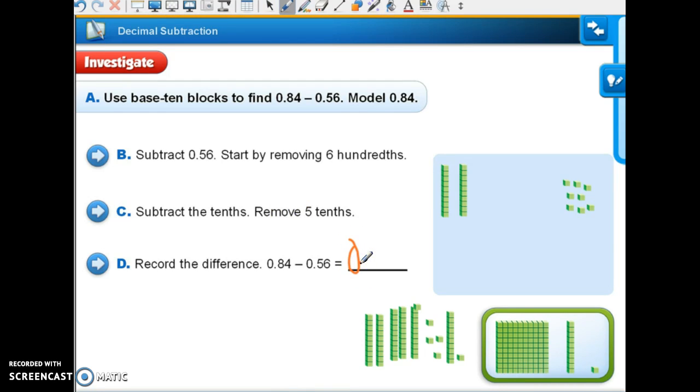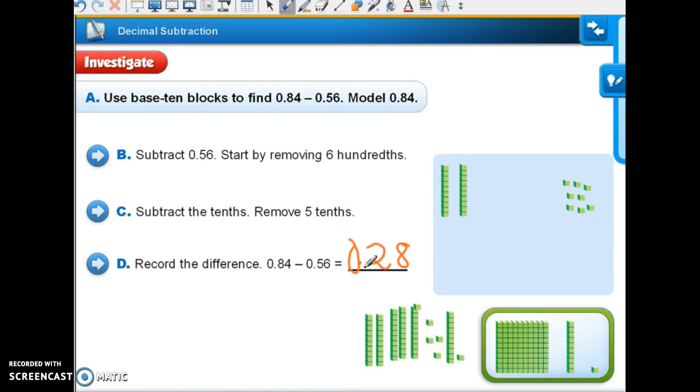Right? How many tenths do I have? 2. And how many hundredths? 8. 3, 4, 5, and 3 more is 8. So I have 0 and 28 hundredths. It says, do you need to regroup to subtract? Yes, so I'm going to write this answer.